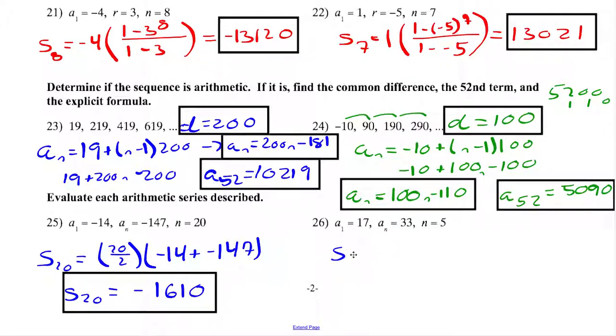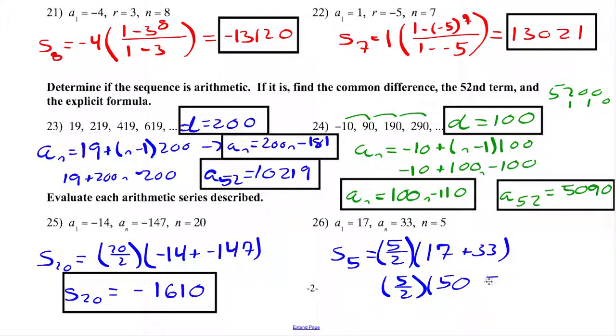And so here we have the sum of these 5 terms is equal to 5 over 2 times 17 plus 33. So this is going to be 50. So if we think about it like this, 5 halves times 50, we can cross reduce, right? This is actually 5 times 25. So the sum of these 5 terms is going to be 125.